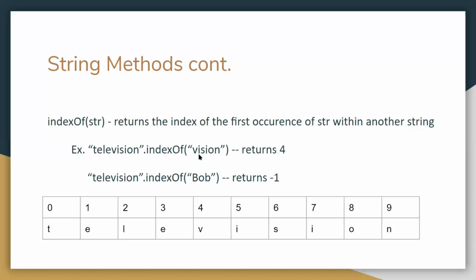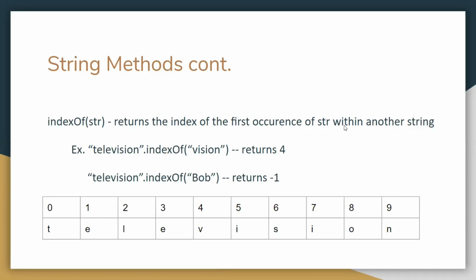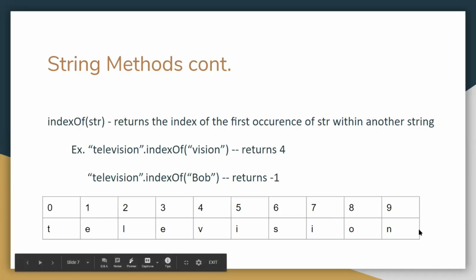For example, the word vision occurs in television, right? So there has to be a first instance at which vision occurs in television. To calculate the index of this first occurrence, we can use the bottom table to see how it works. Each character within television is assigned an index, or a value representing its order. In this instance, the T is the first one, so it's 0. The E is the second one, so it's 1.